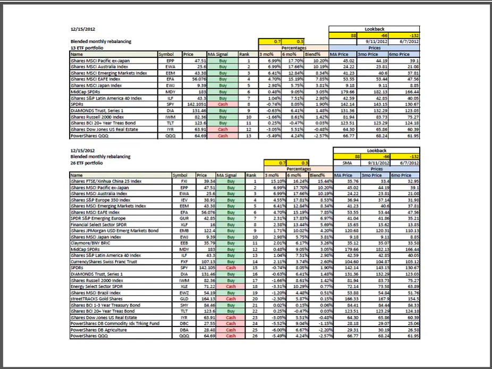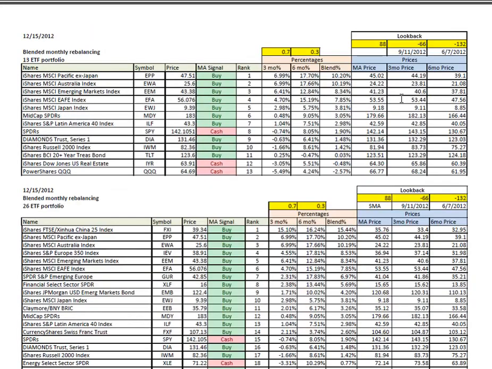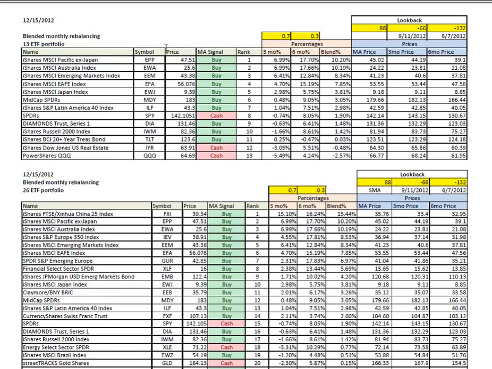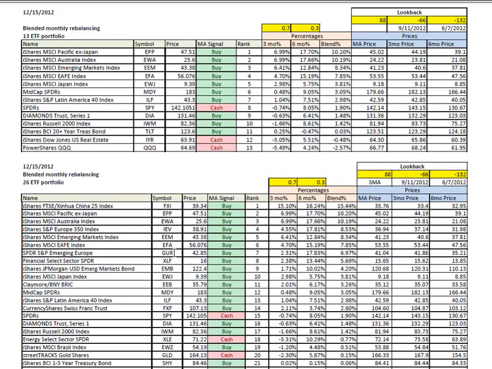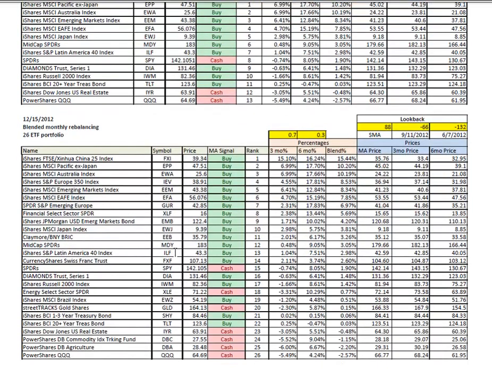Quick look at the ETF blended monthly rebalancing portfolios. Again, you can see it dominated by the globals, and with the U.S. and commodities suffering, especially U.S. tech in very bad shape.